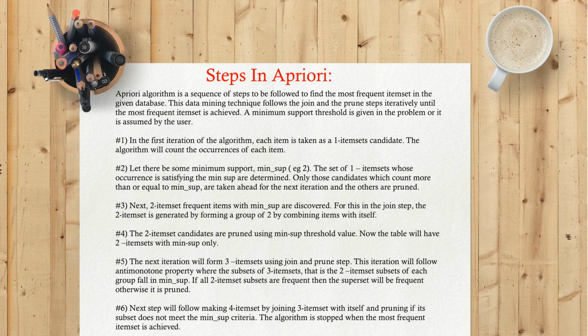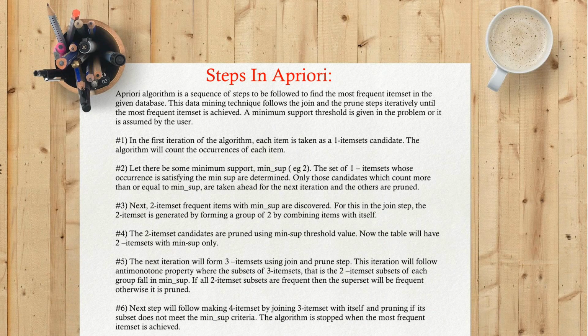Number 1. In the first iteration of the algorithm, each item is taken as a one-item set candidate. The algorithm will count the occurrences of each item. Number 2. Let there be some minimum support, min_sup, e.g. 2. The set of one-item sets whose occurrence satisfies the min support are determined. Only those candidates which count more than or equal to min_sup are taken ahead for the next iteration, and the others are pruned.